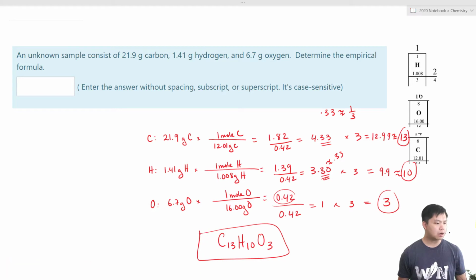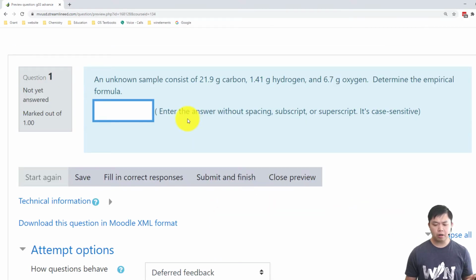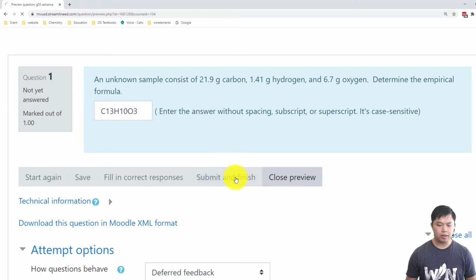And then let's go check our answer. When we enter our answer, again, we don't use spaces, subscripts, or superscripts, and it's case sensitive. So we have C13, H10, and O3. And there you go.